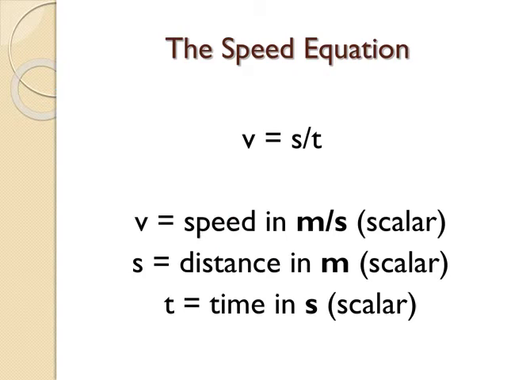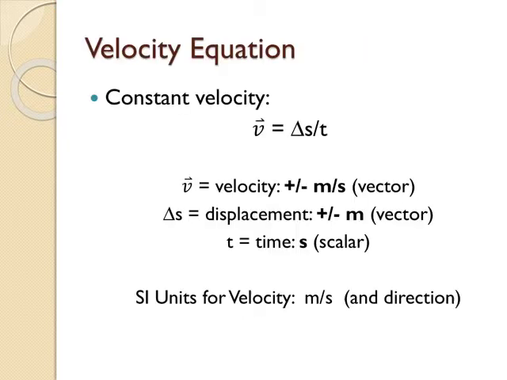So, quick review. You remember speed, we have our v equals s divided by t, or speed is equal to our distance divided by our time. That was scalar. Velocity looks really similar. Velocity is v with the little arrow over it, which indicates that it's a vector. And that is equal to the change in s, or displacement, divided by time. So that's why that analogy works. Distance and speed are both scalars. Displacement and velocity are both vectors.